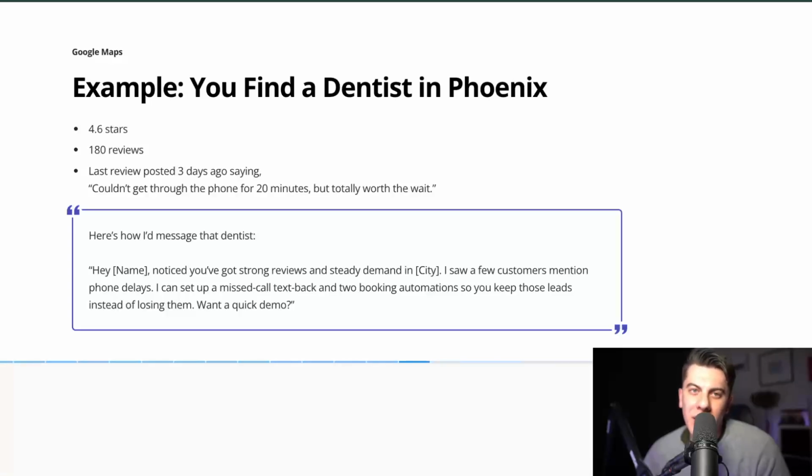It's short, specific, and straight to the pain point you found in their reviews. You're not spamming, you're helping them fix something that's clearly costing them money. And that's the key. Don't sell leads, sell solutions to what their customers are already complaining about. So Google Maps is perfect for spotting local businesses with visible demand and real problems you can solve.